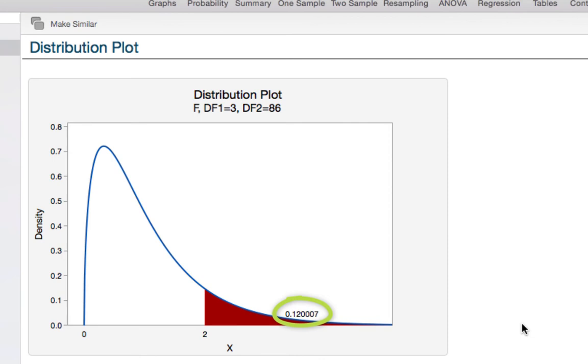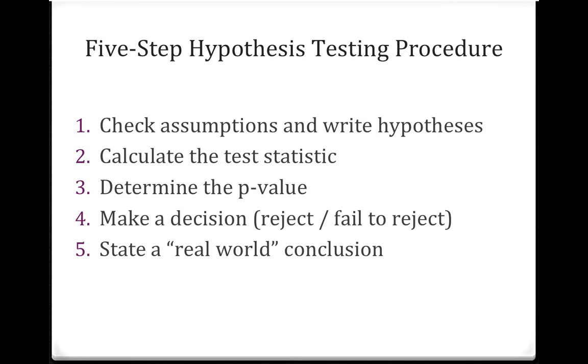Let's go back now and look at the hypotheses that we're testing with an ANOVA and the 5-step hypothesis testing procedure that we're going to be using. We're going to be using the same 5-step hypothesis testing procedure that we used in our other mean and proportions tests. Step 1, check assumptions and write hypotheses. Step 2, calculate the test statistic. This is going to be our F test statistic. Step 3, determine the p-value. Step 4, make your decision to reject or fail to reject the null hypothesis. And step 5, state a real-world conclusion.